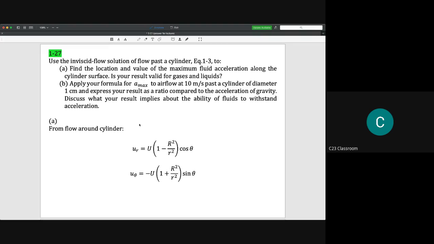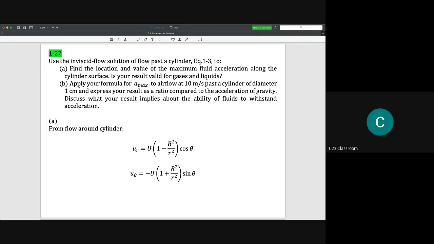Okay, and then this is about the rotating cylinder. Use the inviscid flow solution of flow past a cylinder, equation 1.3. Find the location and value of the maximum fluid acceleration along the cylinder surface. Is your result valid for gas and liquid?